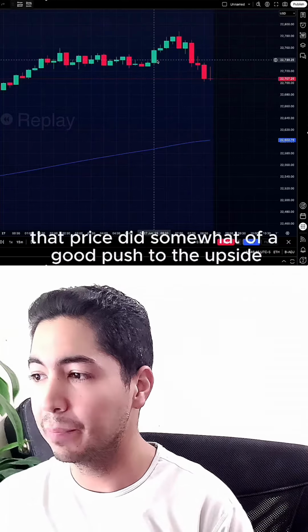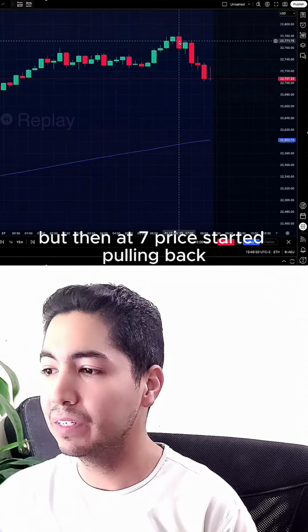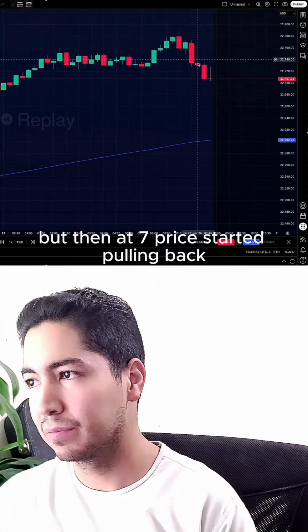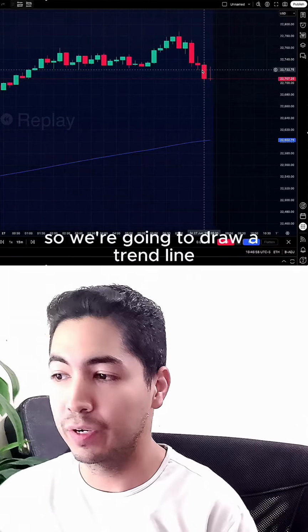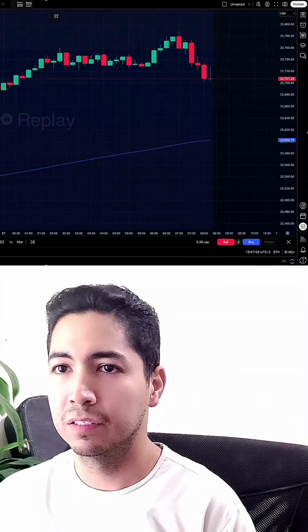So we see here that price did somewhat of a good push to the upside, but then at 7, price started pulling back. So we're going to draw a trend line along these higher lows right here. So let's go ahead and do that.